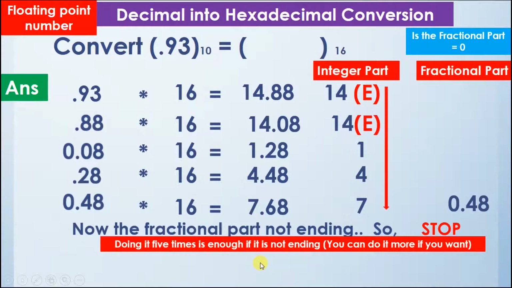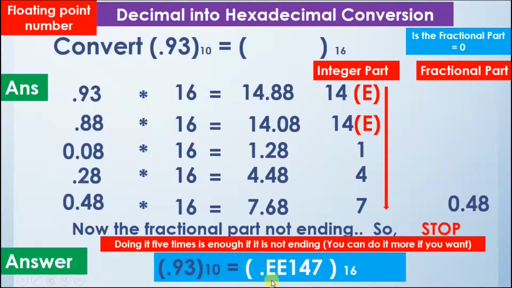Alright? So again we will calculate the answer by going from top to bottom of the integer part. The decimal point will maintain its place and we can write the answer as 0.EE147. As you can see here, 0.EE147 in hexadecimal. So now we can say that the number 0.93 in decimal is equal to 0.EE147 in hexadecimal. So this is how we can convert decimal into hexadecimal using floating point numbers.